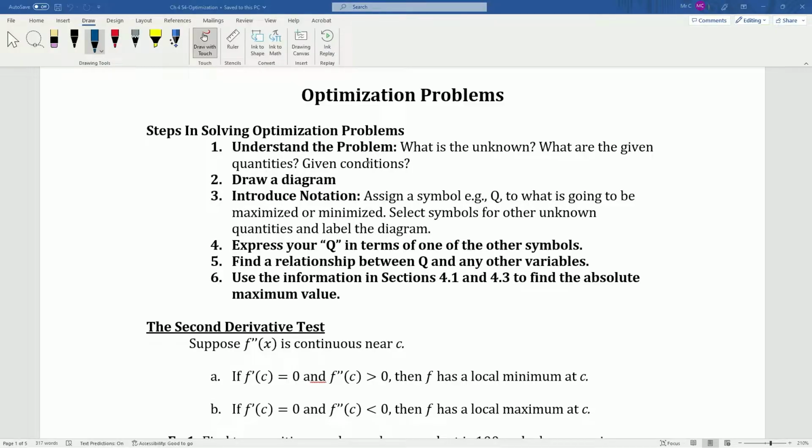First, understand the problem. Figure out what your unknowns are, what your given quantities are, and what the conditions are, and list them out. Draw a diagram. You're usually going to need some sort of picture to figure out the relationship of your variables. Introduce your notation, so assign symbols to what is going to be maximized or minimized. Select symbols for your other unknown quantities. Label your diagram. Express your quantity in terms of one of the other symbols. Find a relationship between your quantity and any other variables. And finally, use the information from our previous sections to find the absolute maximum value.